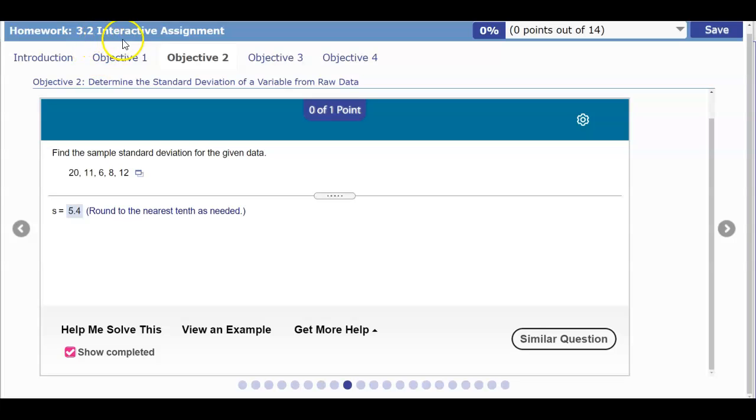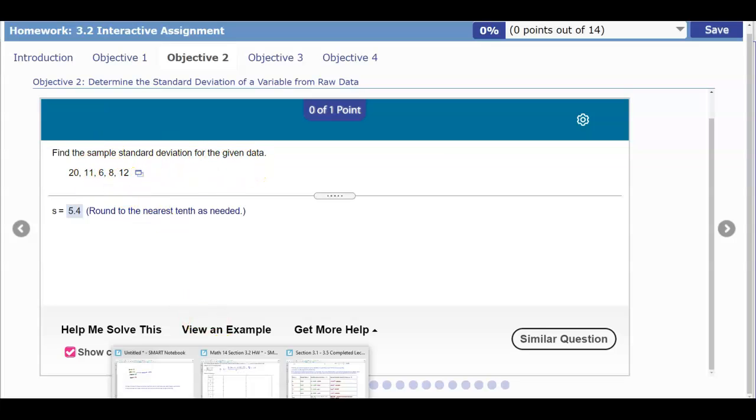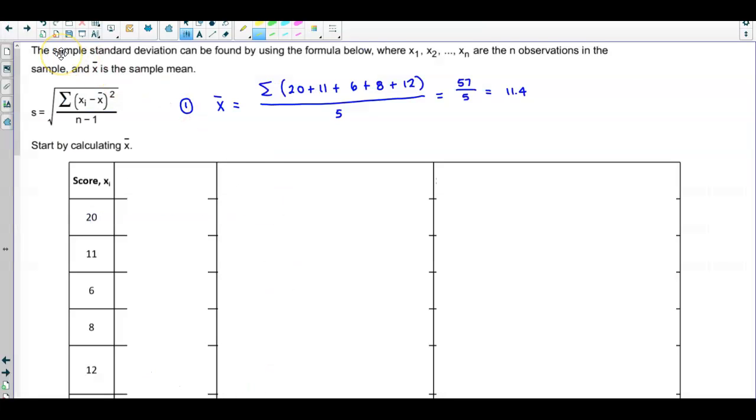Section 3.2 Interactive Assignment Objective 2. We want to find the sample standard deviation for the given data that's listed below here. So we need to first look at the formula for the sample standard deviation. The sample standard deviation is equal to the sum of the deviation squared divided by n minus 1, because we're dealing with the sample standard deviation.